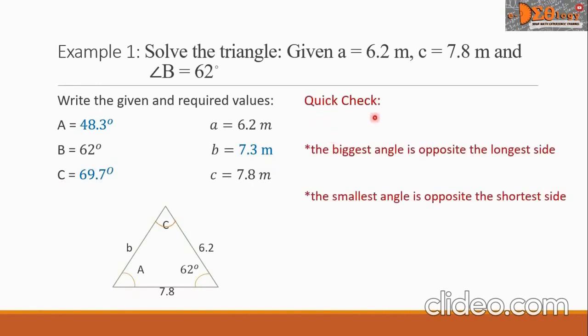For our quick check if the answer is correct, it says here the biggest angle is opposite the longest side. The biggest angle here is 69.7 and the longest side is side C, which is 7.8 meters. Also, the smallest angle is opposite the shortest side. The smallest angle is angle A, which is 48.3 degrees, and the shortest side is side A, which is 6.2 meters.